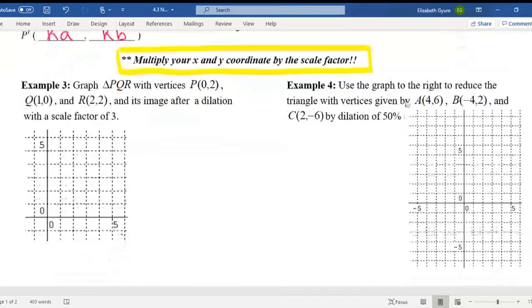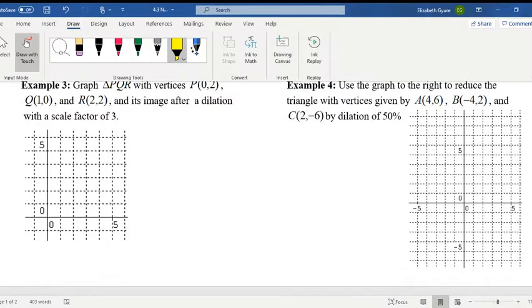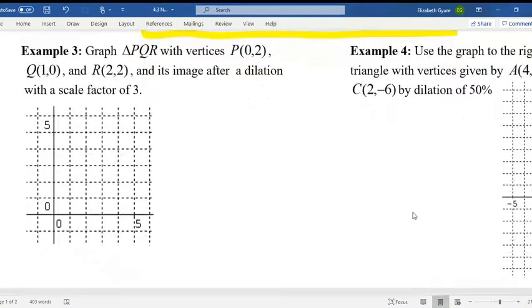So for example 3, we are going to graph our triangle PQR. So here's our original triangle, PQR, with vertices at 0, 2, 1, 0, and 2, 2.